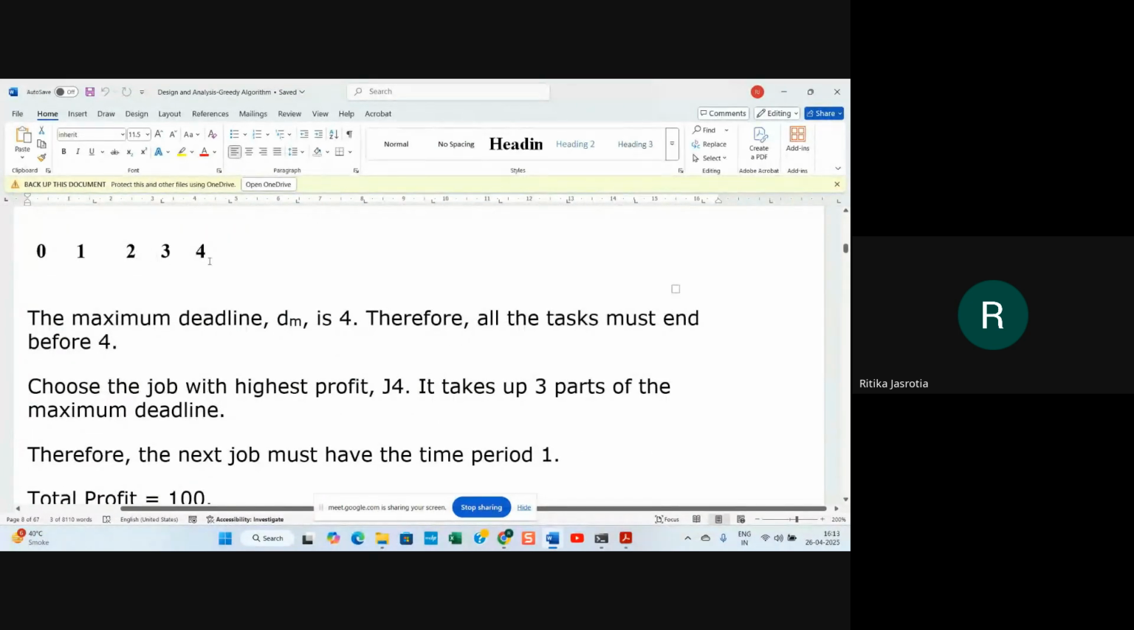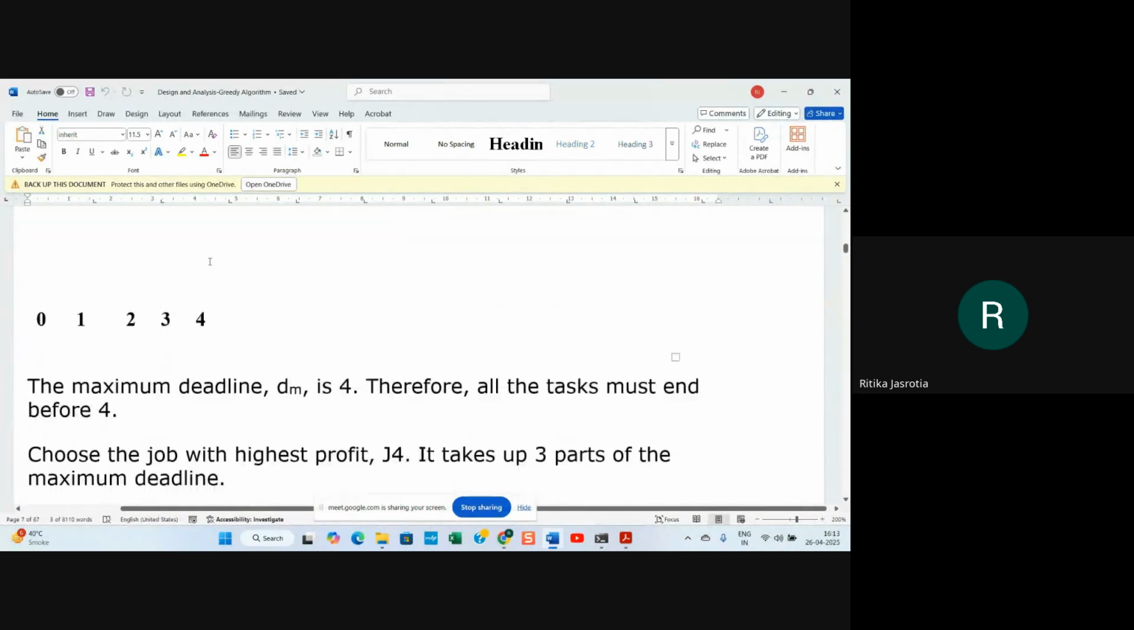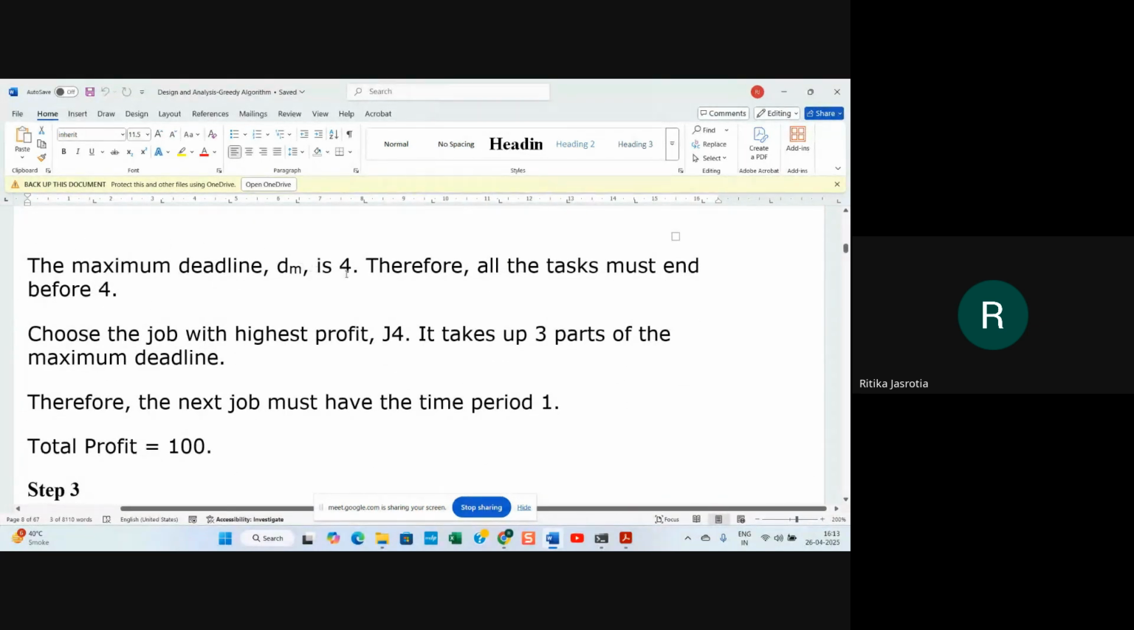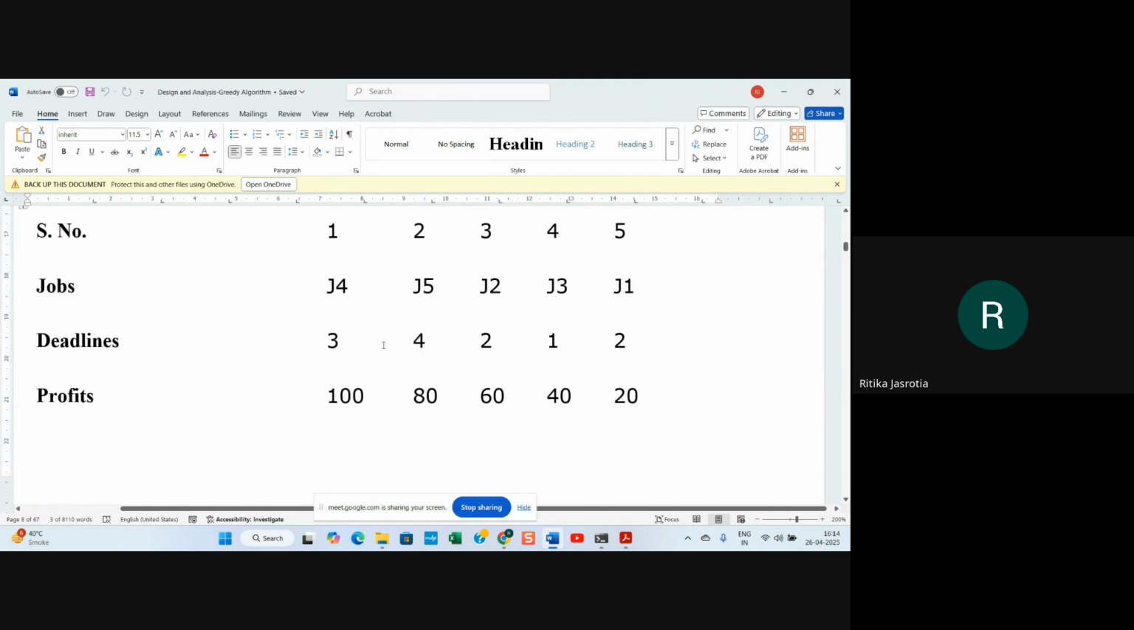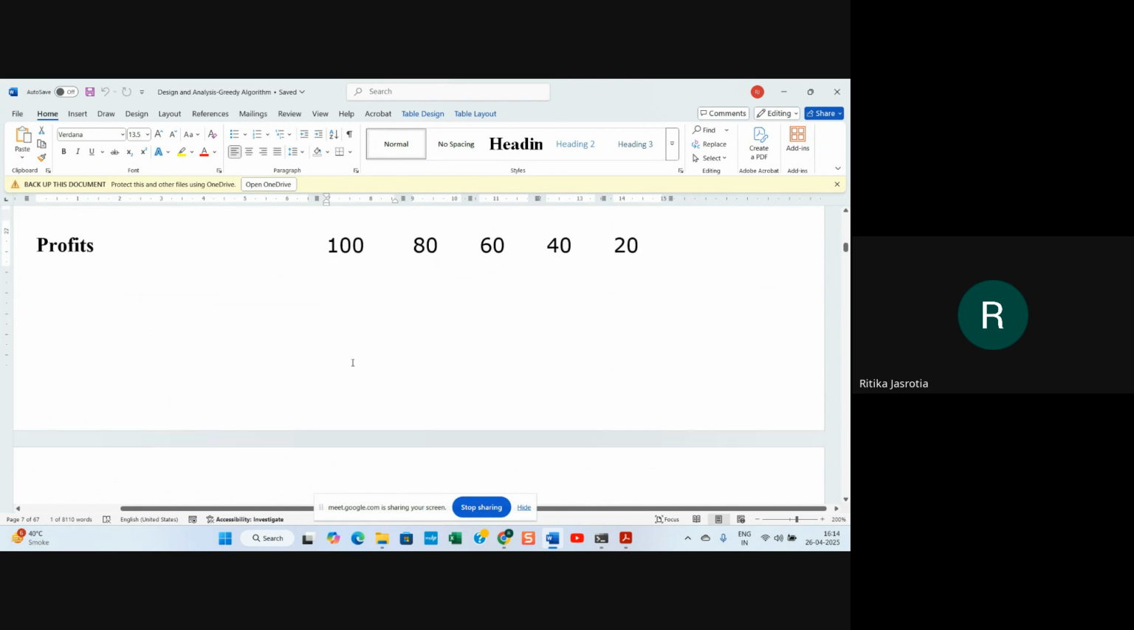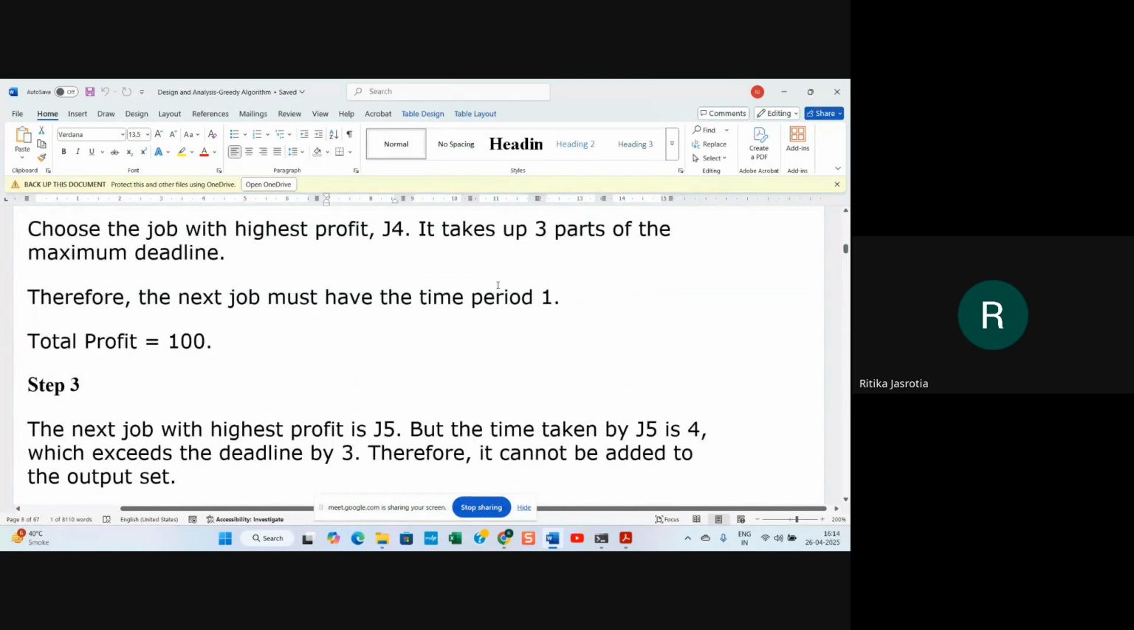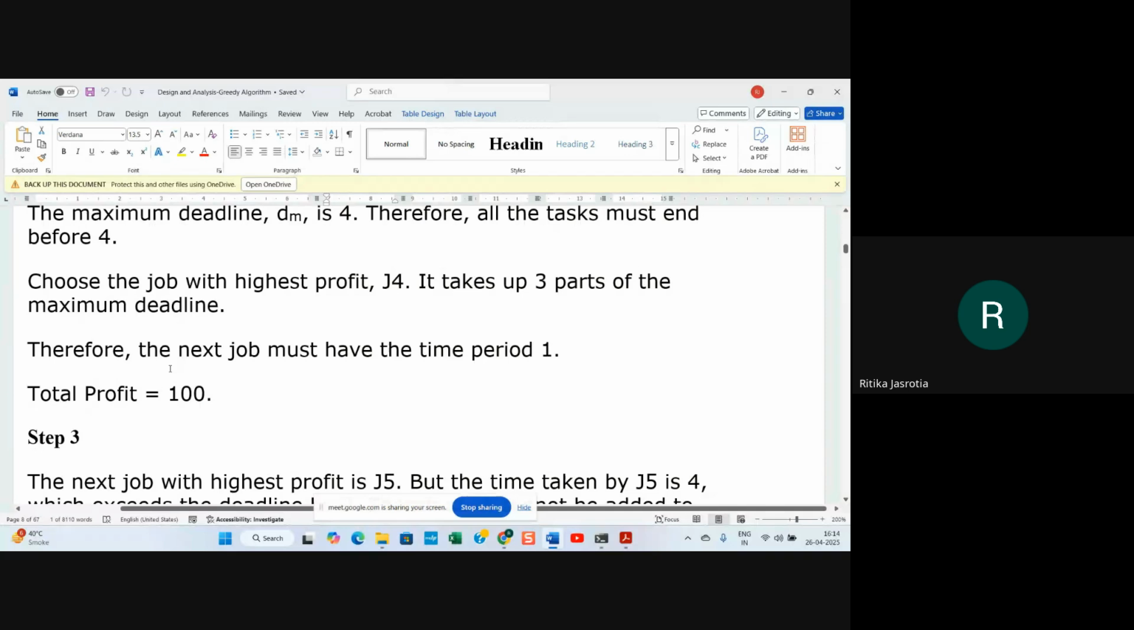We know that the maximum deadline is 4, so 0, 1, 2, 3, 4, we have put the slots. The maximum deadline DM is 4, therefore all the tasks must end before 4. Choose the job with highest profit, J4. So first we select the job with highest profit 100, which is J4, and it takes 3 parts of the maximum deadline. Therefore, the next job must have the time period 1. And the total profit for this job is 100.